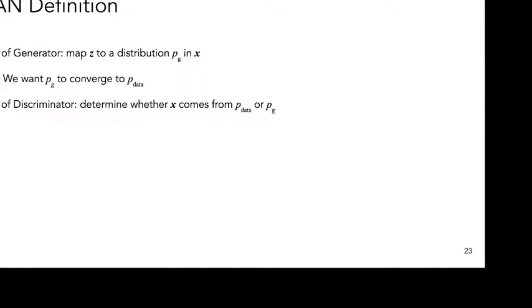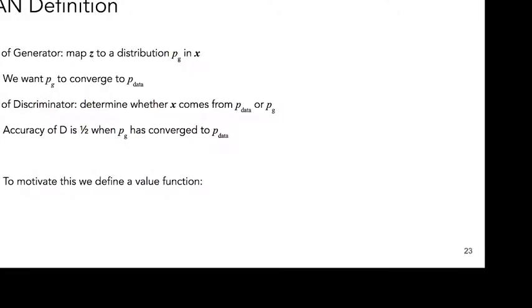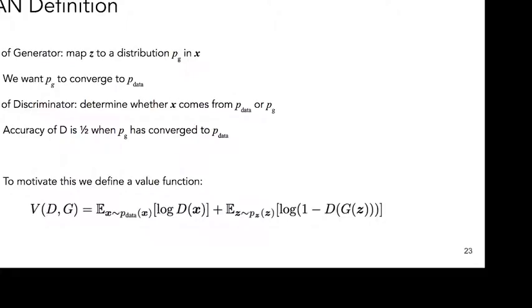Now, the goal of the discriminator is always to determine whether an example in X comes from P data or PG. So the discriminator is always trying to figure out, is this example real or does this example come from the generator? And the accuracy of the discriminator is 1/2 when PG has converged to P data. When the generator is outputting examples that are indistinguishable from real data, then D is basically guessing whether this example is real or fake, and so its accuracy is 1/2, because it's probability. To motivate this game we're playing between the generator and discriminator, we define this value function. We will parse through this in the next few slides.